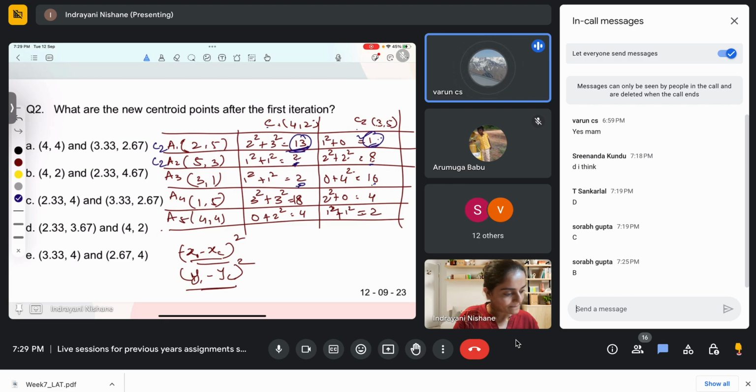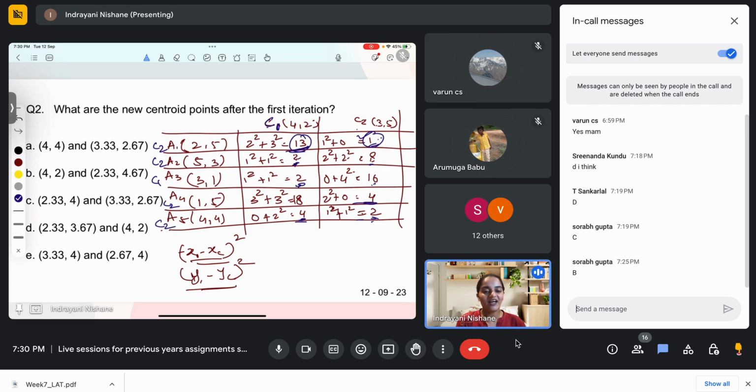2 means, how do you say that? C1. Here I have C1 written. Correct. And next is 4. C2. That means C1 or C2? 4. C2. And next is 4 and 2. Which cluster? C2. 2 is closer than C2. So here we don't consider the larger value. We consider the smaller value, which is closest.